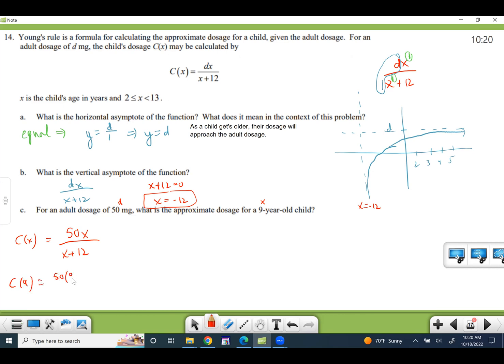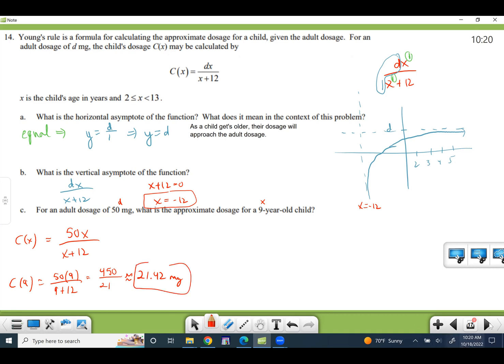So this is realistic. This is me at home. Man, I have a 9-year-old. All I have is my adult dosage. Okay, so 450 divided by 21. What is that? Oh, it's a decimal that goes on forever, you guys. So I'm just going to put in approximately 21.42 milligrams. Okay, so if an adult gets 50 milligrams, then the child would get like 21.42 milligrams. Let me just double check my math. Yeah, looks good. Okay, so let's box that.